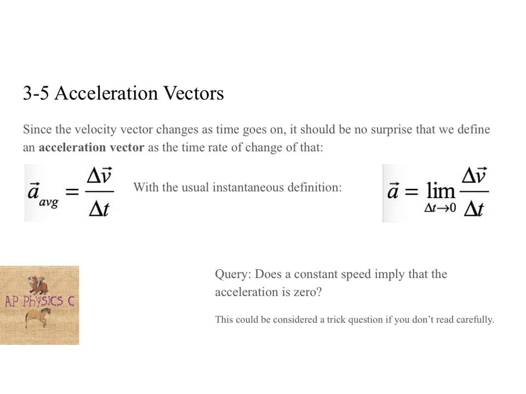So if something is moving in this direction, oops, that's pretty bad. Something's moving in this direction, and then a moment later it's moving in that direction just as fast. Nonetheless, the velocity vector has changed, so there's an acceleration.